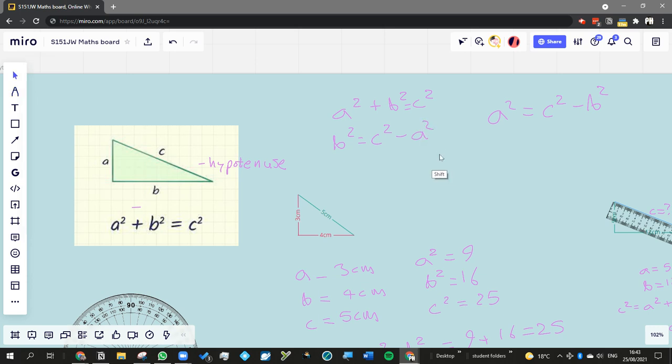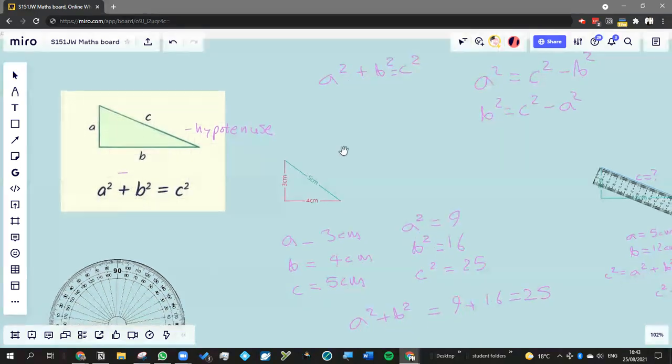So you can see by looking at these two equations here that if I swapped the A and the B around, they'd be identical. But I can't get C in the wrong place because otherwise the plus turns into a minus.